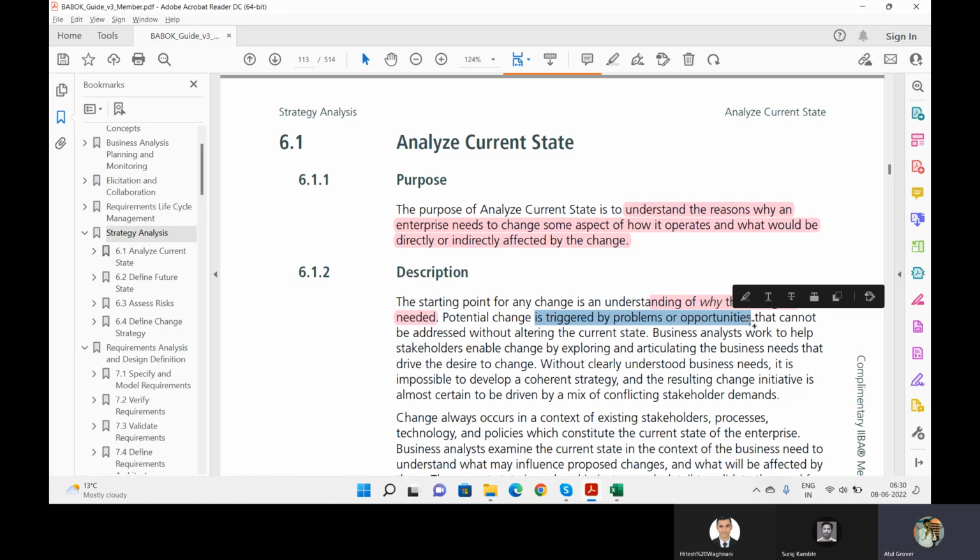Like mask making, sanitizer, home delivery, online deliveries, online food, Zoom, Google Meet. They got the opportunity and they converted that opportunity to the solution part. So potential change is triggered by a problem or an opportunity that cannot be addressed without altering the current state.